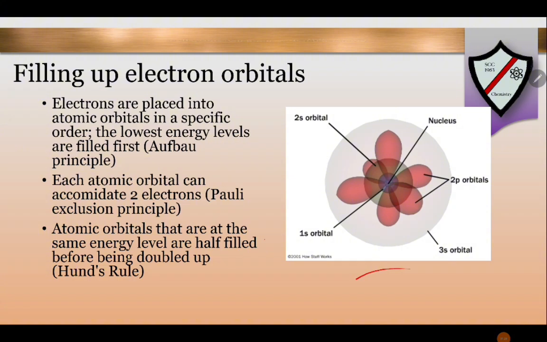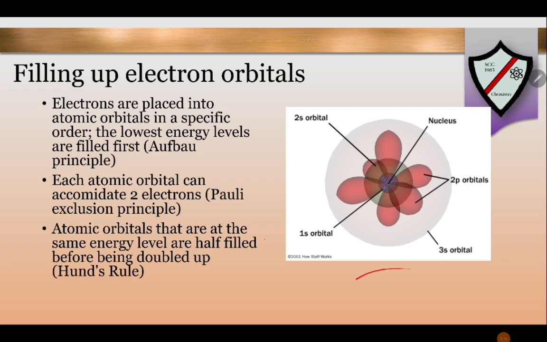Each atomic orbital can accommodate a total of 2 electrons. These electrons must have something known as opposite spins, and we will look at that a little more in depth in a little bit. For right now though, just know that every atomic orbital can occupy a maximum of 2 electrons.